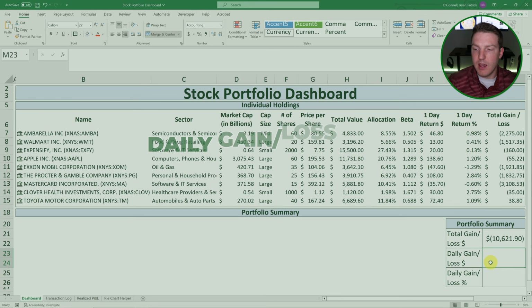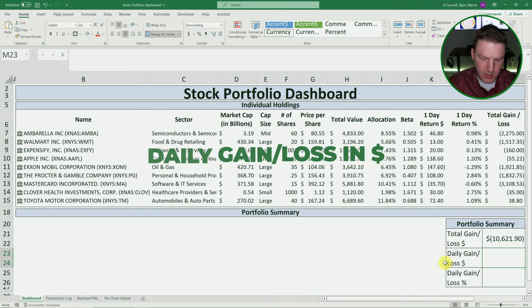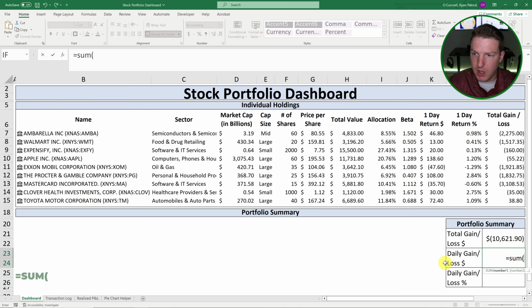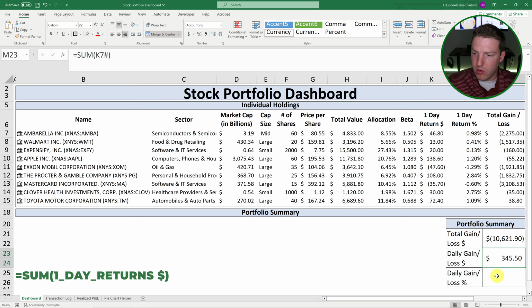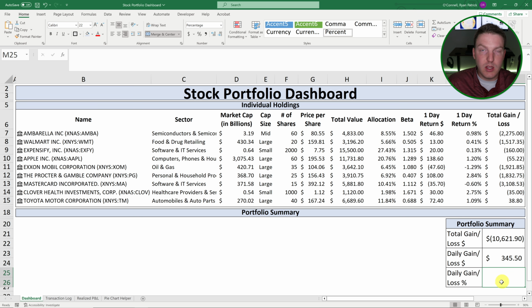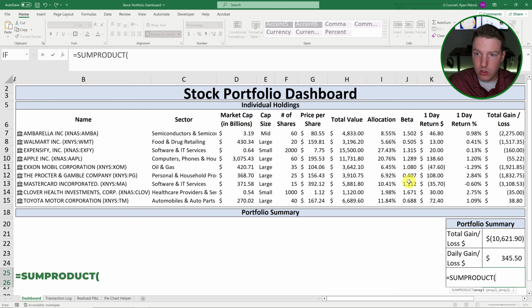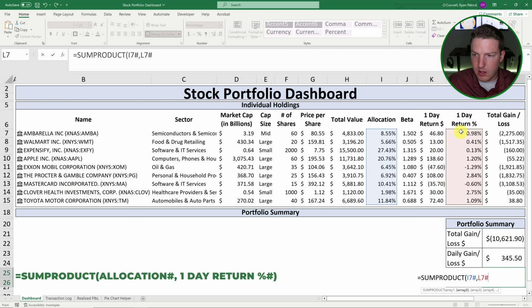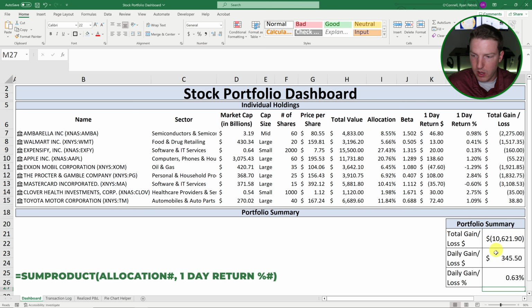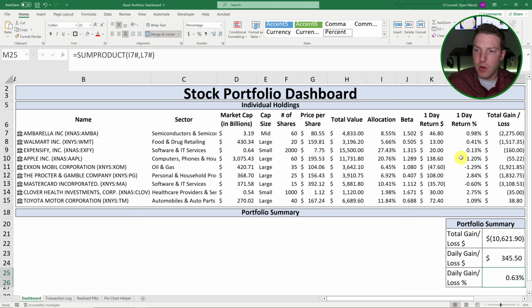Now let's find our daily gain or loss in dollar terms, and this one's really easy. We're just going to take the sum of column K. So let's grab that. Perfect. So today we have gained $345, and then let's look at our daily gain or loss in percentage terms. And this one, we're going to need a sumproduct formula, which will multiply two arrays together, and the first array is just the allocation to each, and then the second array is just going to be the 1 day return on each. So we're just taking a weighted average based on the percentages in which each position makes up in our portfolio. So we see we're up 0.63% today.